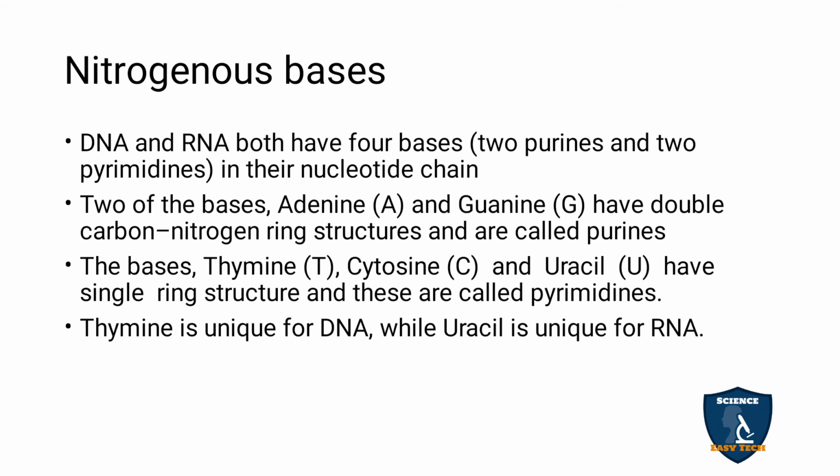So based on this only the nitrogen bases are divided into 2, purines and pyrimidines. So purine has a double carbon ring structure and pyrimidine has a single carbon ring structure. Okay, so purines are adenine and guanine, and pyrimidines are cytosine, thymine and uracil. So thymine is seen only in DNA and uracil is seen only in RNA.